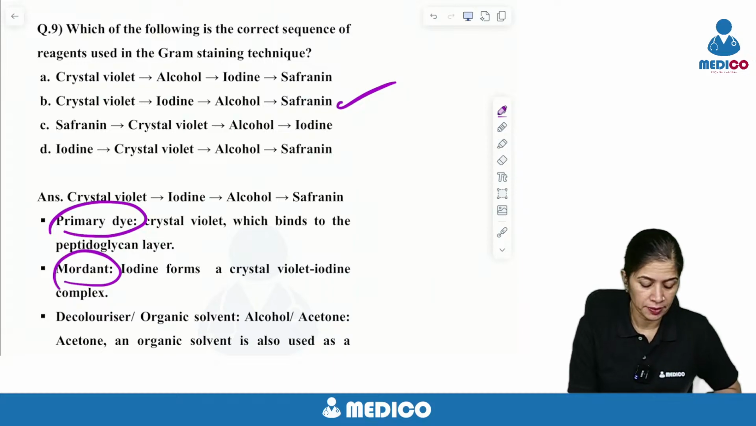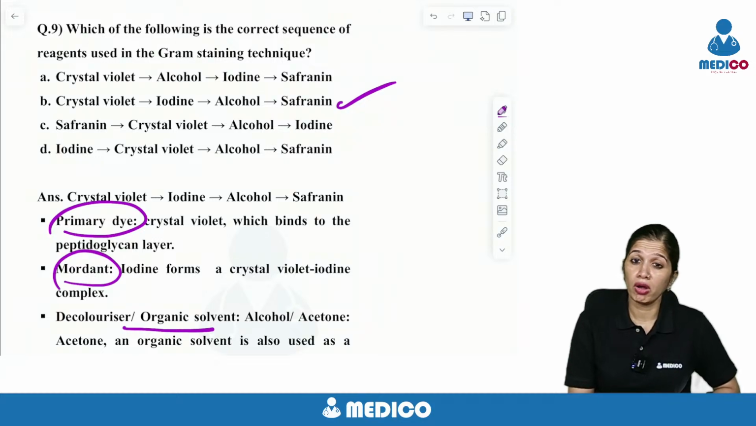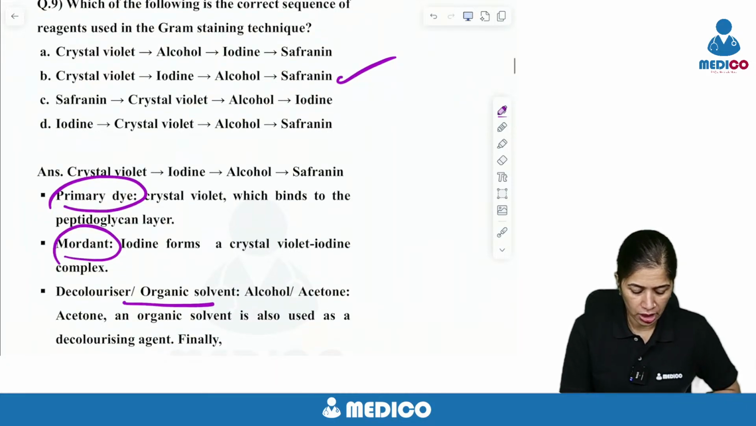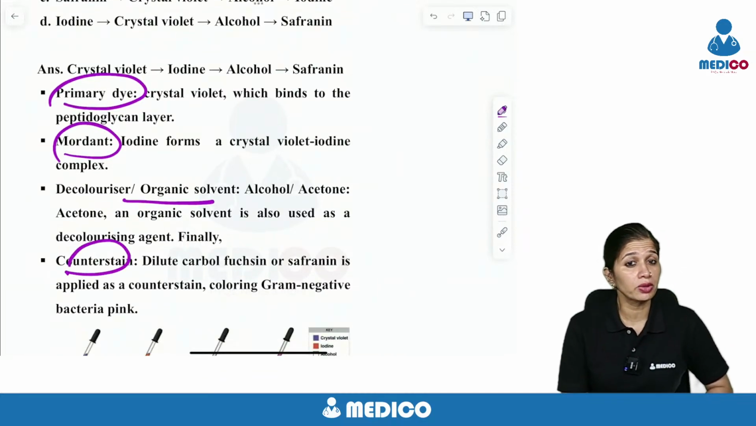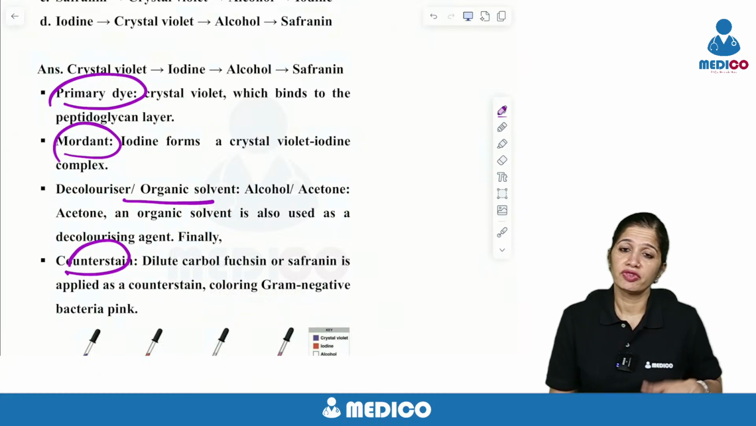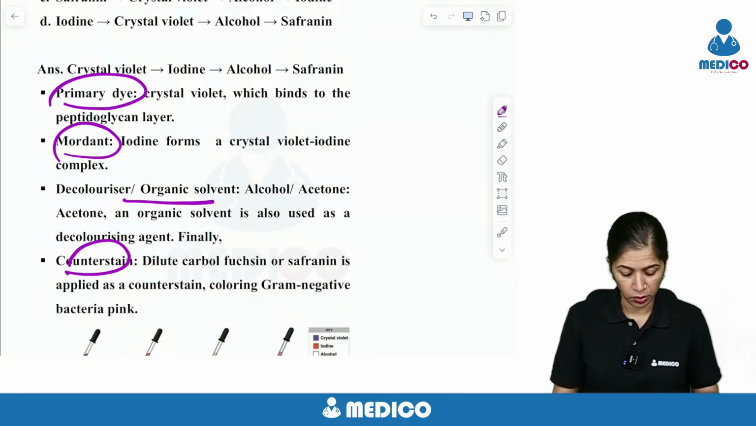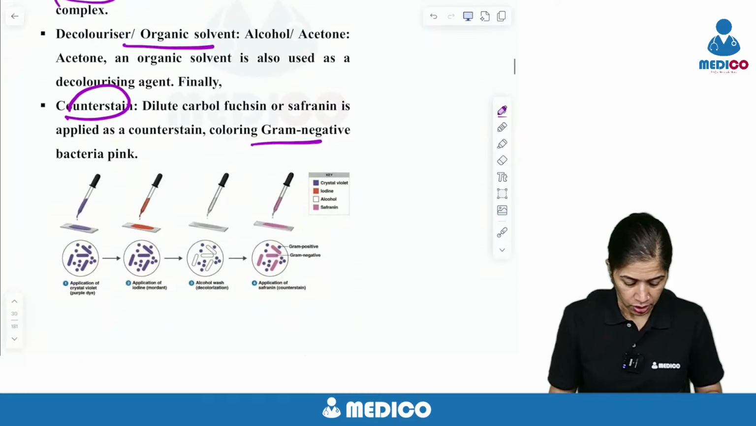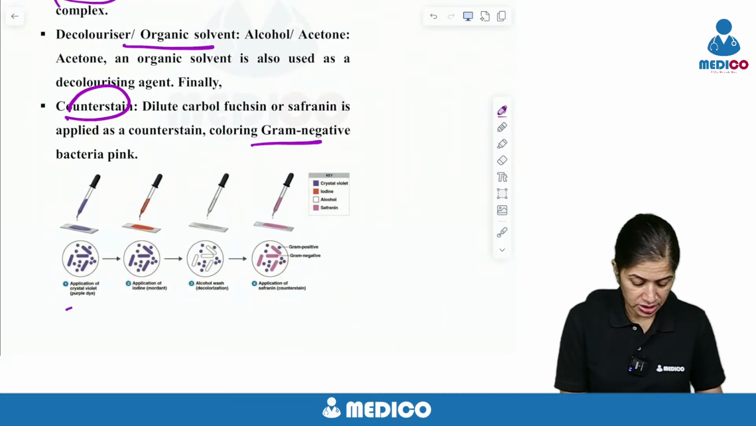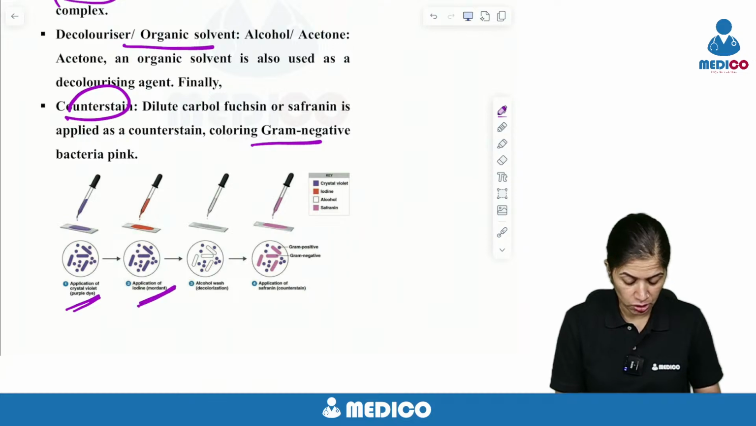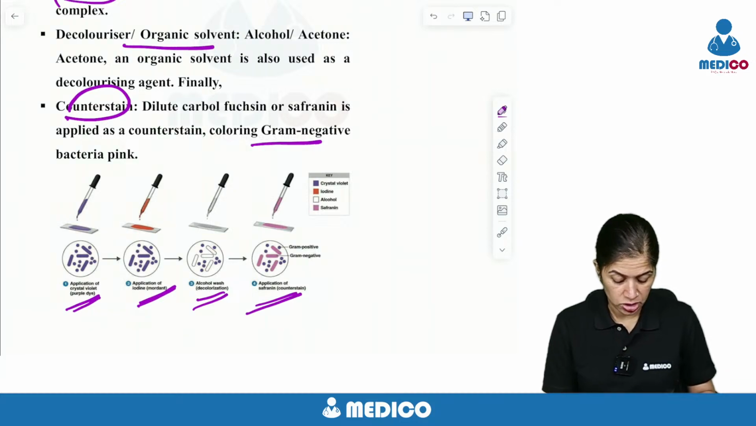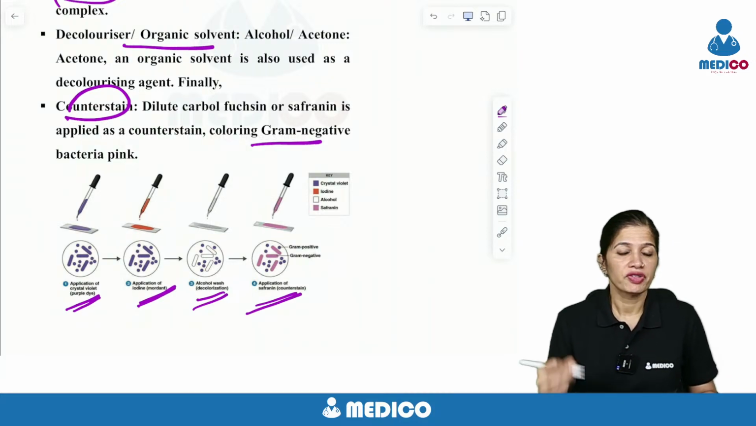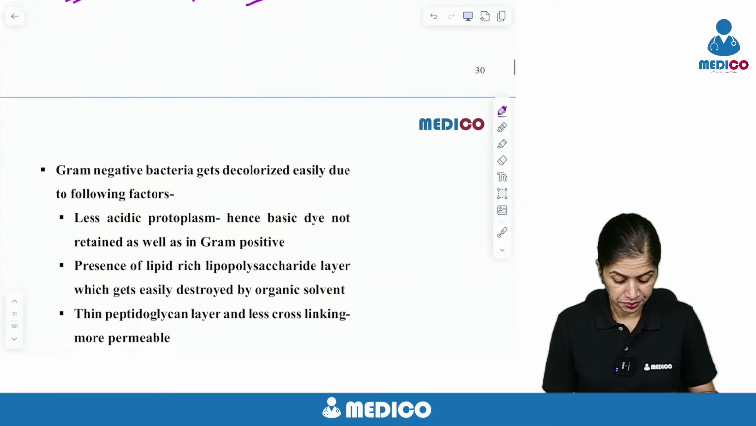And that actually binds the crystal violet more strongly to the peptidoglycan layer. It's a mordant. You have a decolorizer or an organic solvent, which is usually an alcohol or acetone, and that will bring about decolorization. And finally, there is a counter stain that can be dilute carbol fuchsin or safranin. And if the primary stain is gone, then the counter stain will be taken up. Okay. So this is what happens. You apply crystal violet, then you apply the iodine, which is a mordant. After that, you use an alcohol and decolorize it, and you apply the safranin. So if it's gram negative, it will become pink. If it's gram positive, it will remain purple.